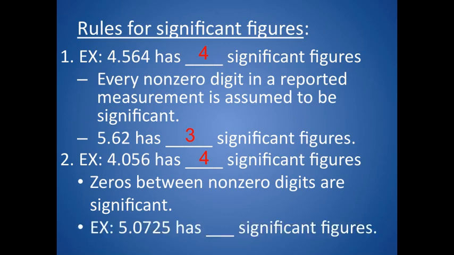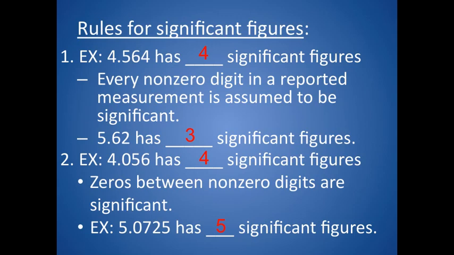Here's another example. 5.0725 has blank significant figures. Take a guess at that, and also consider which of those digits is called the guess. Which one is the last digit of certainty? And it would be 5 total significant figures, and this number 5 here that I'm circling, that's the guess. That's the final digit. So because that's the guess, everything before it is considered significant.